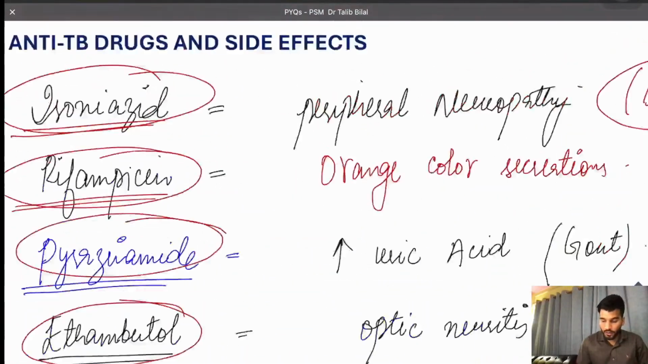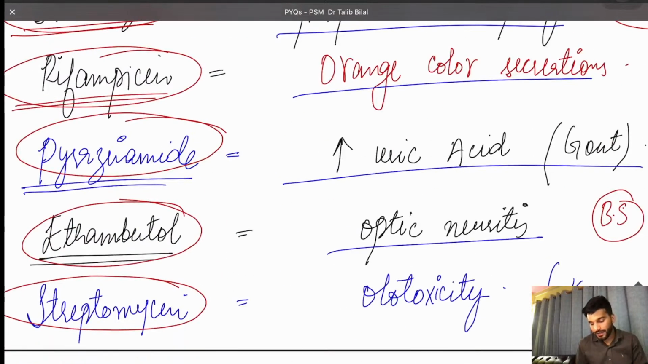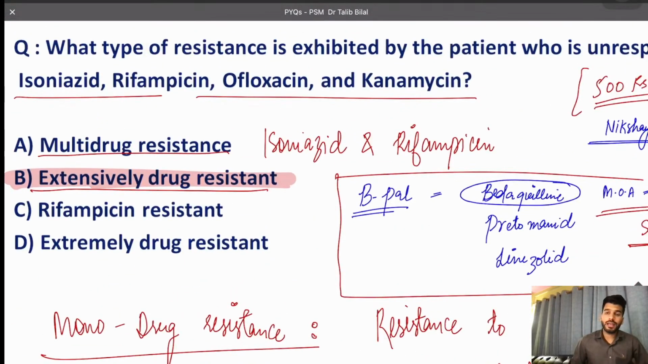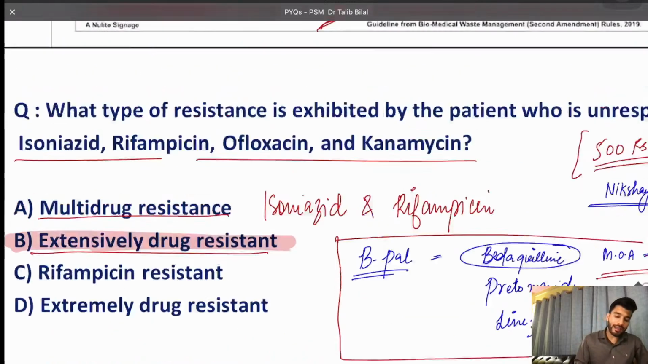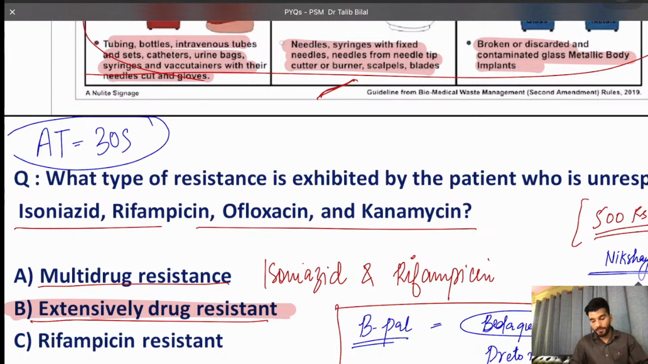So remember, peripheral neuropathy, orange color secretions, increased uric acid, optic neuritis, and ototoxicity. Streptomycin belongs to which class of drug? Aminoglycosides. And the mechanism of action of aminoglycosides, again from pharmacology, is that they inhibit the 30S ribosome. Remember AT: aminoglycosides and tetracyclines act on 30S, the rest all act on 50S. Aminoglycosides and tetracycline go to the 30S ribosome. Okay. Next question, guys.